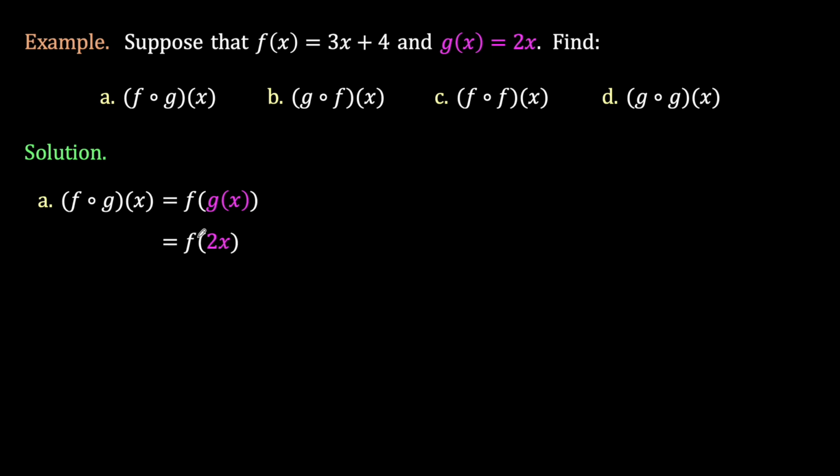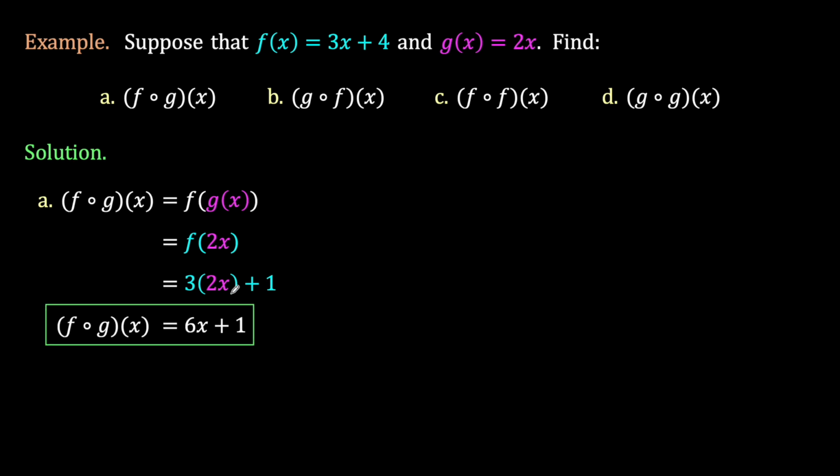So, let us have the function f, which is 3x plus 4, labeled as blue. Let us insert 2x inside the parenthesis of the function f. So, we will have 3 times 2x plus 4. So, all we have to do is to simplify. We have 6x plus 4, and this will serve as your final answer.